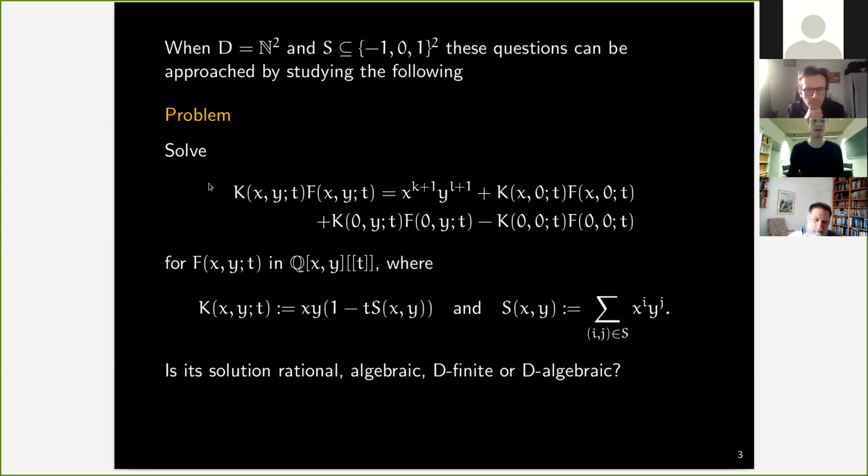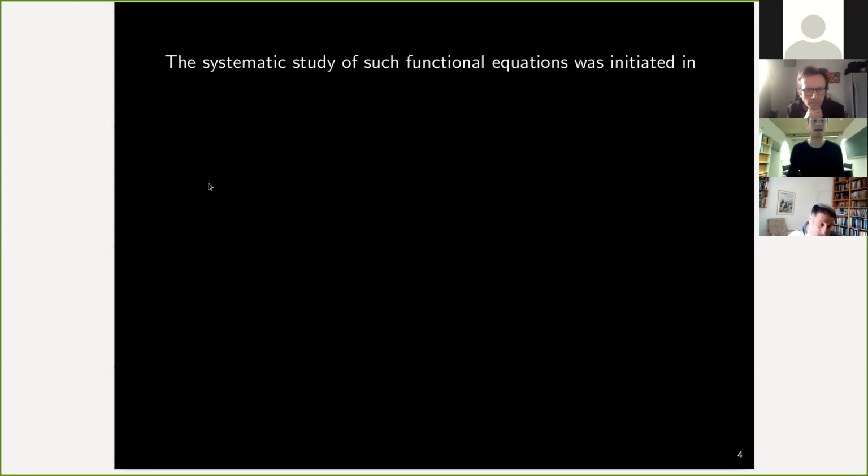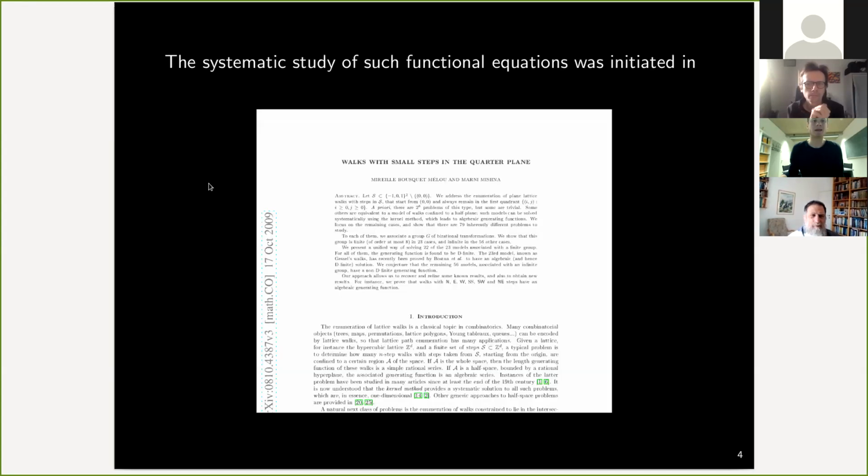The systematic study of such functional equations was initiated by Marni Mishna and Mireille Bousquet-Mélou in the following paper, Walks with Small Steps in the Quarter Plane. And I think it's justified to say that this article was quite influential. So it was first published in 2008. And I checked yesterday on Google Scholar that it was cited more than 250 times. So a lot of people got attracted, and the classification of the generating functions is now quite well understood.